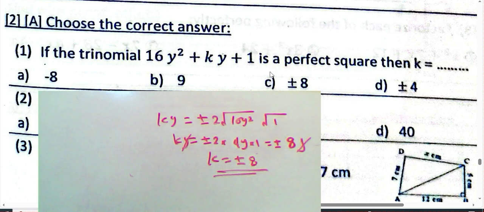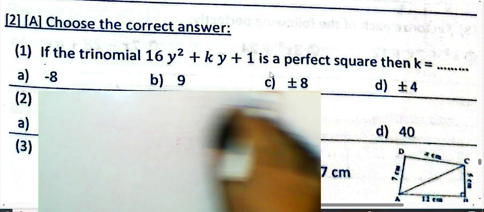Again, positive or negative 2 times the square root of the first, times the square root of the third: the square root of 16 is 4 y, and here 1, the product together equals 8. The result is k equals positive or negative 8.